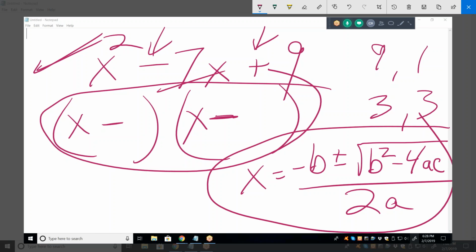So just know that some quadratics can be factored, some can't be. And if you can't factor them, you always go to the quadratic formula. And at some point, I'll show you how to do that. But just so you know that all quadratics cannot necessarily be factored this easy way.